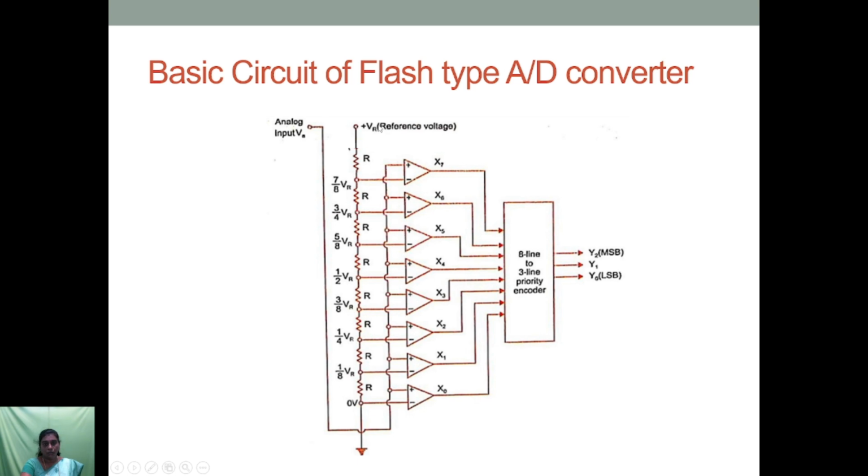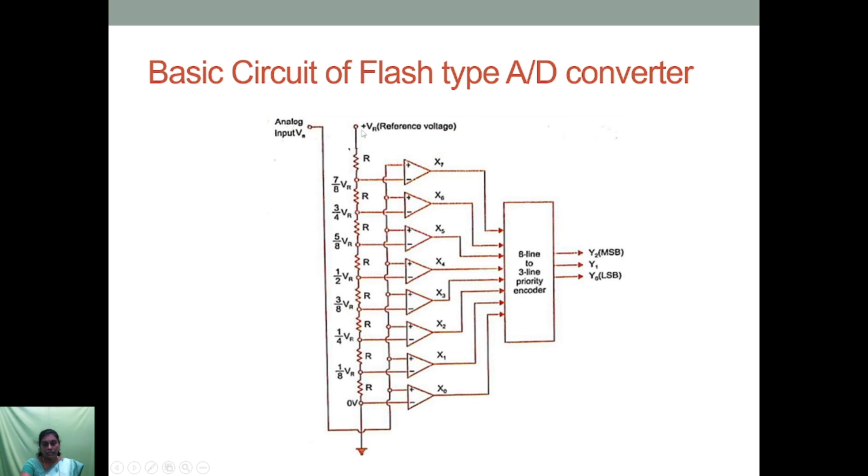So if you measure the voltage across this point and this point, we will have the total voltage of VR. This VR is equally divided across the resistive network. For example, suppose at this point if you measure, the voltage will be 0 volt, and at this point the voltage will be 1/8 of VR. Similarly, this point is 2/8 of VR, that is equal to 1/4 VR. At this point we will have 3/8 VR, here 4/8, so it is 1/2 VR.